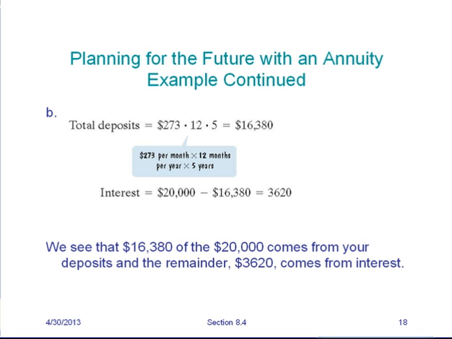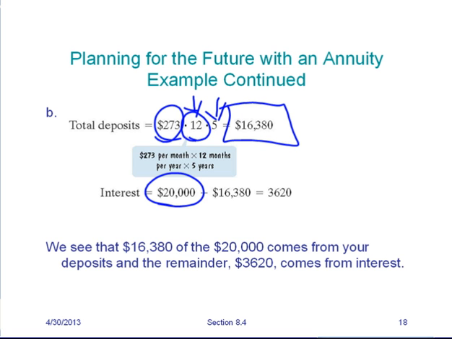Now, to figure out how much you end up depositing and how much you ended up with in interest, you're paying $273 a month. Every month means 12 times, every year for 5 years. So don't forget, you've got to multiply by 12, you've got to multiply by 5. So you end up yourself depositing $16,000, but you have $20,000 in your bank account. So to figure out the interest, you subtract those two, and the bank gave you $3,600 in interest.